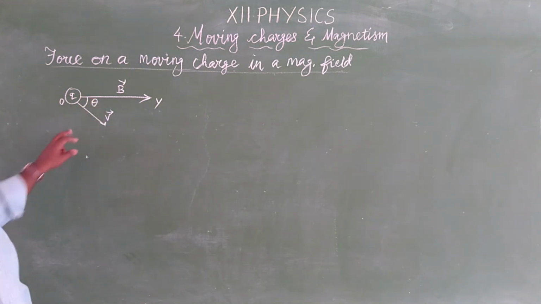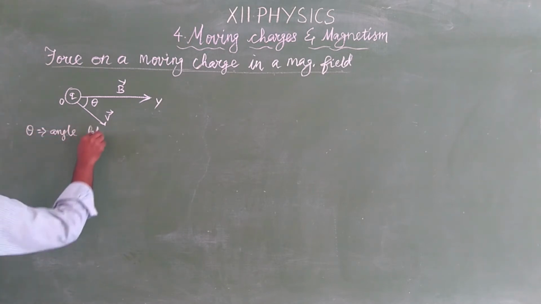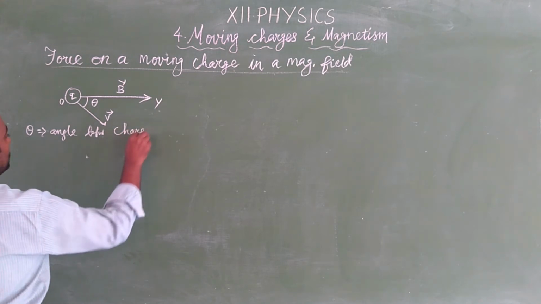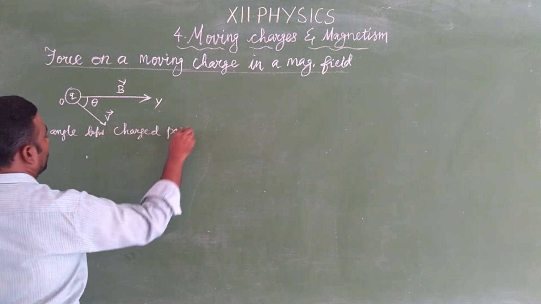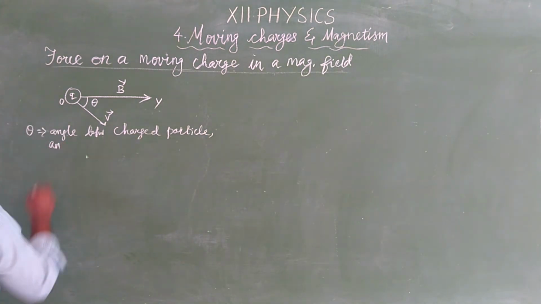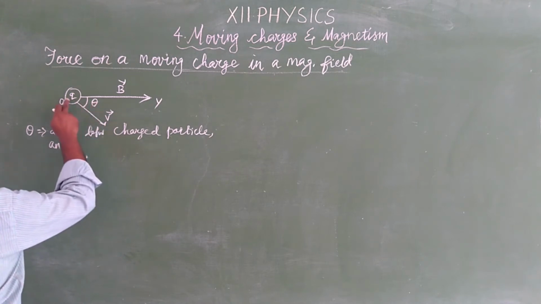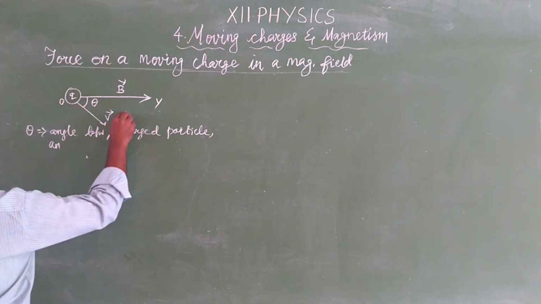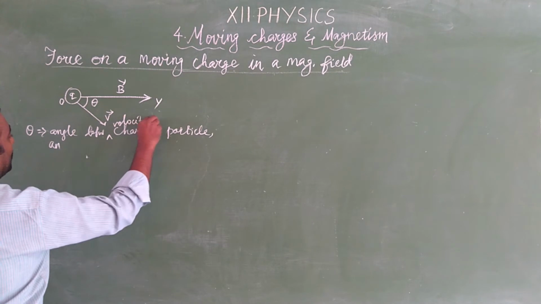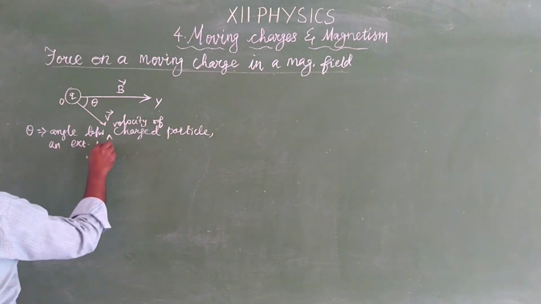So what is theta? Theta is the angle between the velocity of the charged particle and the external magnetic field.